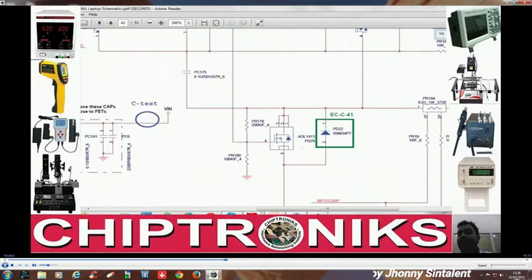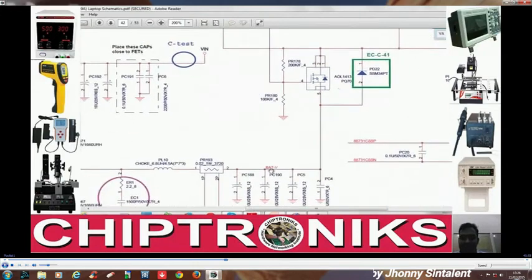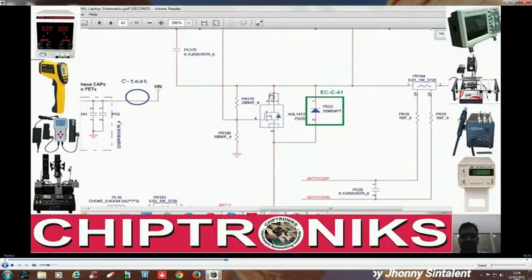So Vin is basically, if battery is present and AC adapter is not present, then this battery voltage will come across this Vin, and if AC adapter is present, then AC adapter voltage is present across this Vin.